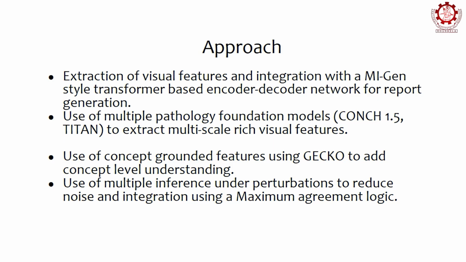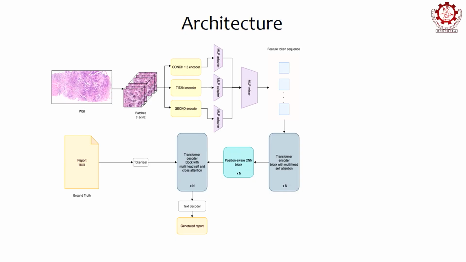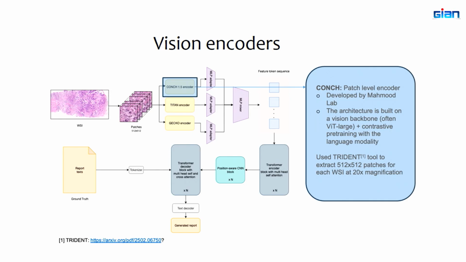So we wanted to see if we could take this different information and come up with something that was reliable, that was robust. And we also used concept grounded features from Gecko, and after that we used some perturbations to come up with some agreement logic. I won't really talk much about that, but I'll show you the overall architecture. So you had the whole slide images, you divide them into patches, and then you apply different encoders, like I said. So Conch encoder, this was developed by Dr.